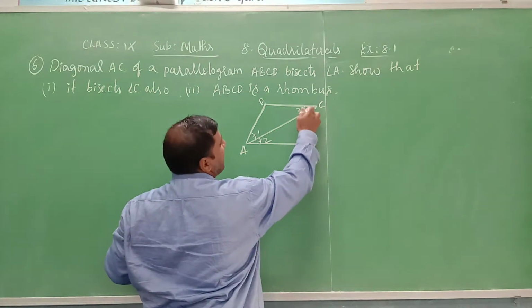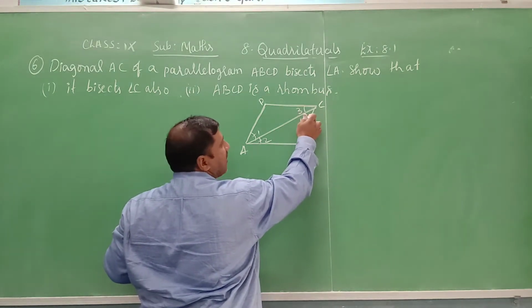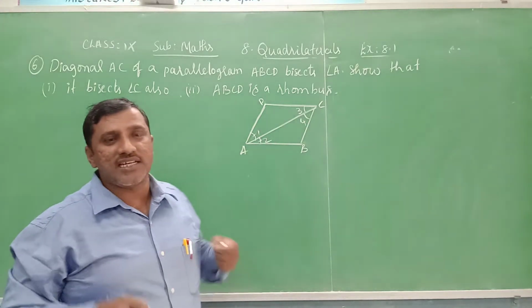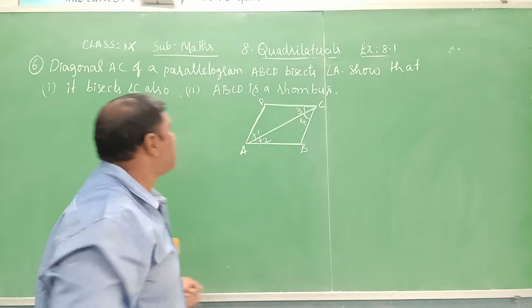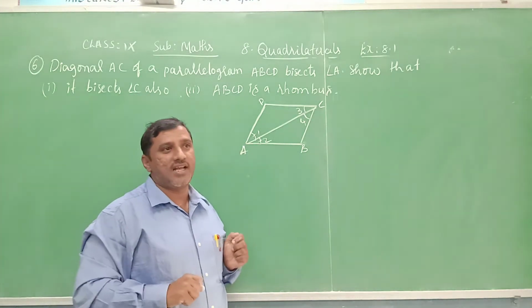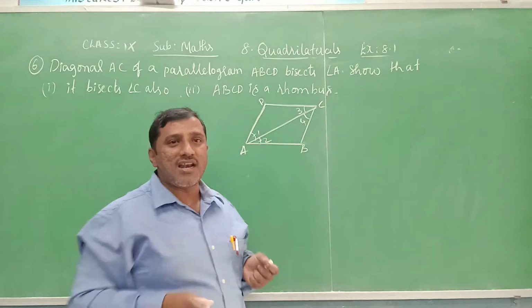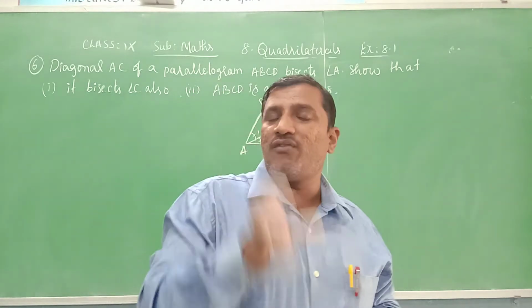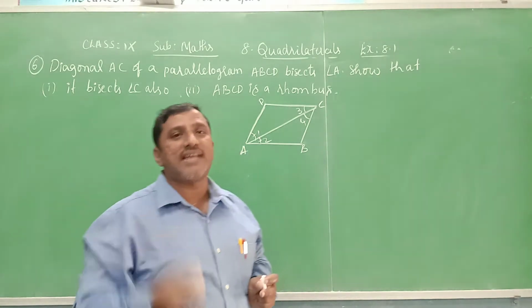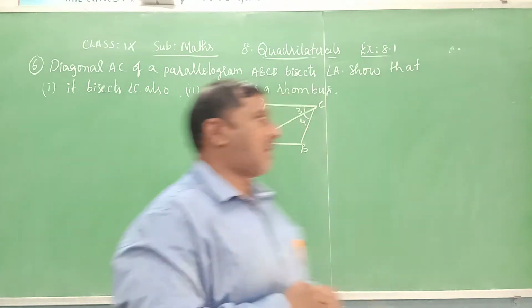So angle C is divided into two parts, that is angle 3 and angle 4. We have to prove angle 3 is equal to angle 4. And the second one is ABCD is a rhombus. What is a rhombus? A parallelogram in which one pair of adjacent sides are equal, or a quadrilateral with all sides equal is a rhombus.